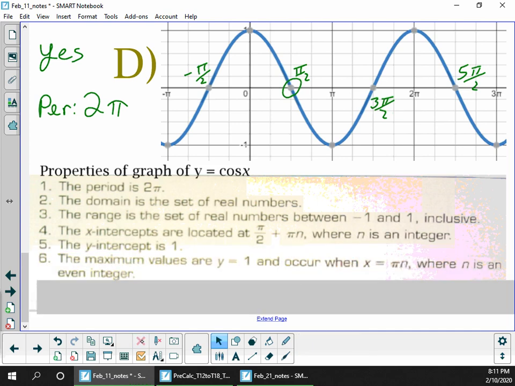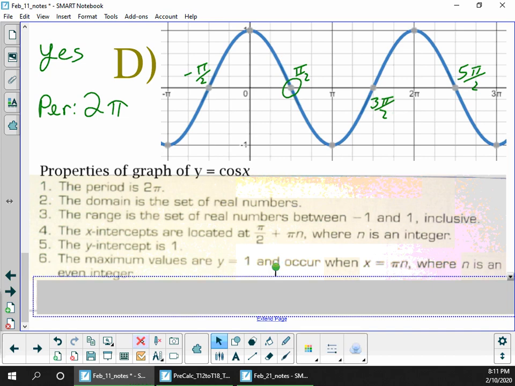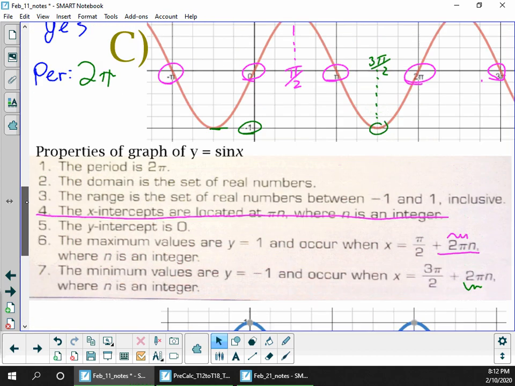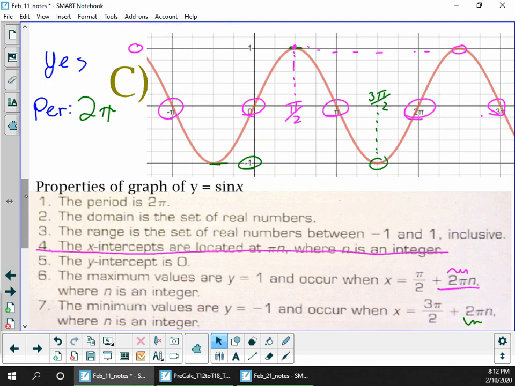The maximum values of 1 occur at every pi n, where n is an even integer. And it occurs at -1 when x is pi n, but this time whenever n is an odd integer, we're at the bottom. So, on this first page, we had a cosine graph, which is periodic, and here's all the information we found about it. We had a sine graph, which is periodic, and here's everything we found out about it.